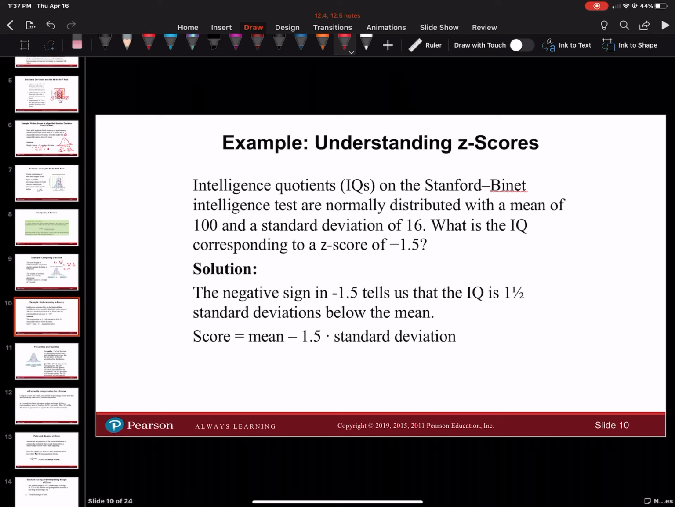Now the score is equal to the mean minus 1.5 times the standard deviation. So we're going to say it's equal to, the mean is 100 minus 1.5 times the standard deviation of 16. So therefore, if we were to keep going, it'll be 100 minus 24, and that'll be equal to 76. So our IQ corresponding to the z-score of negative 1.5 would be 76.